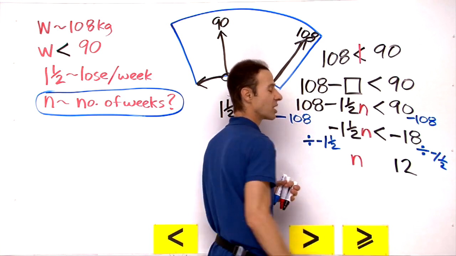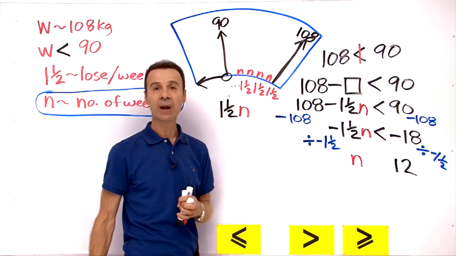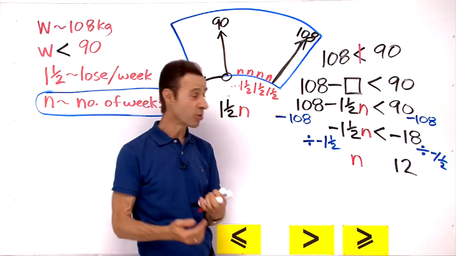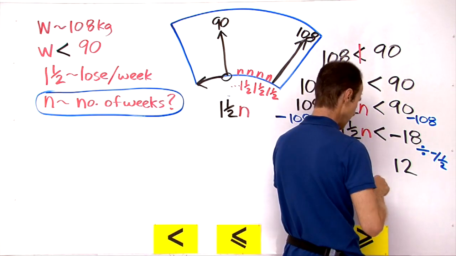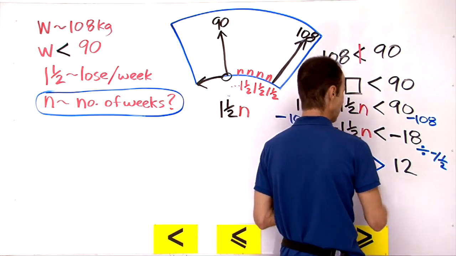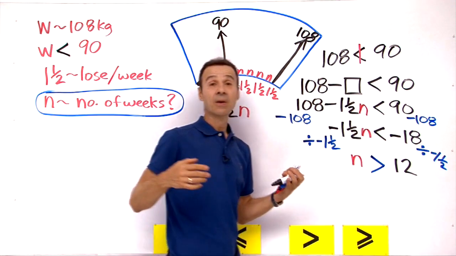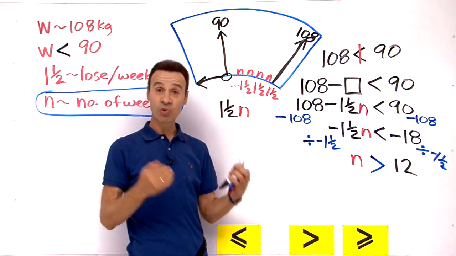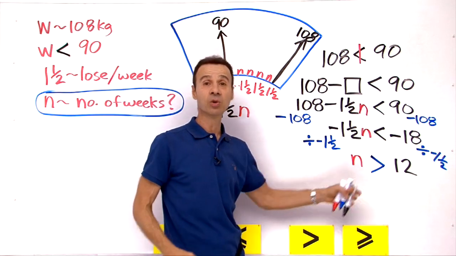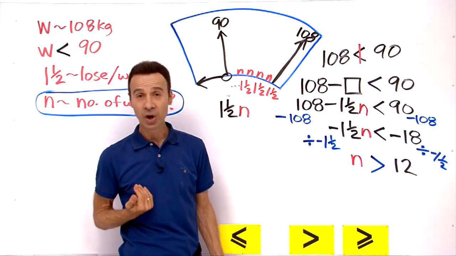If we divide both sides by a negative, what happens to the inequality symbol? It reverses, doesn't it? Many of you remember that. So now it goes from less than, it has now become greater than. So n is greater than 12. So James needs to go on this regime of exercise and diet for more than 12 weeks in order to weigh less than 90 kilograms.